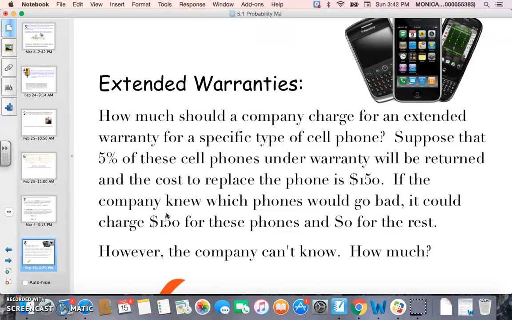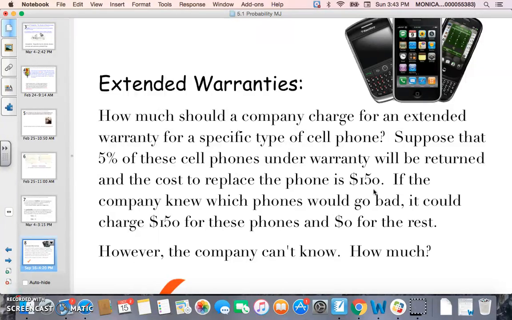So this is where probability extends to the real world in the corporate world. How much should a company charge for an extended warranty for a specific type of cell phone? Let's say we have this cell phone and 5% of the cell phones under warranty will be returned, and the cost to replace the phone is $150. So say 5 out of 100 phones are returned, and they have to fork over the $150.